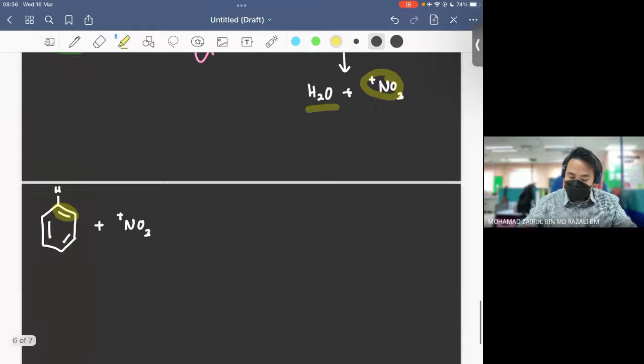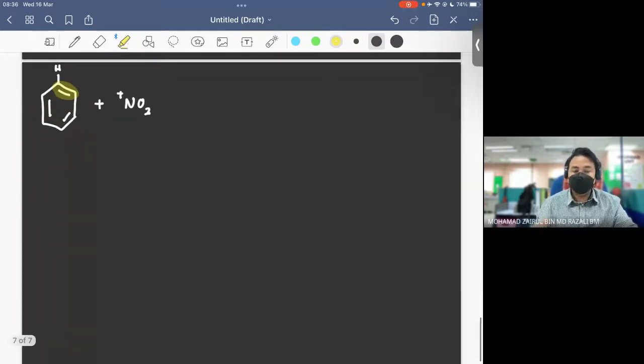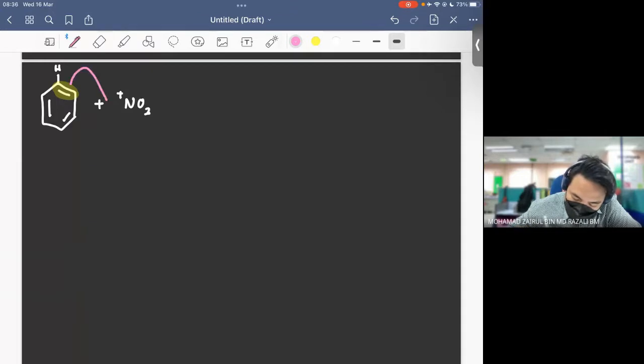Okay, now kita pergi dekat step kedua. So kita tahu benzin itu adalah nucleophilic site. Sebab apa dia nucleophilic site? Saya ulang balik, sebab dia ada banyak elektron. Bermaksud dia boleh donate elektron tu dekat orang yang kekurangan elektron, which is for this case the species that electron poor ataupun kita panggil sebagai electron deficient, adalah NO2 plus. Okay. So, benzin ini dia boleh donate 2 elektron pergi dekat nitrogen.